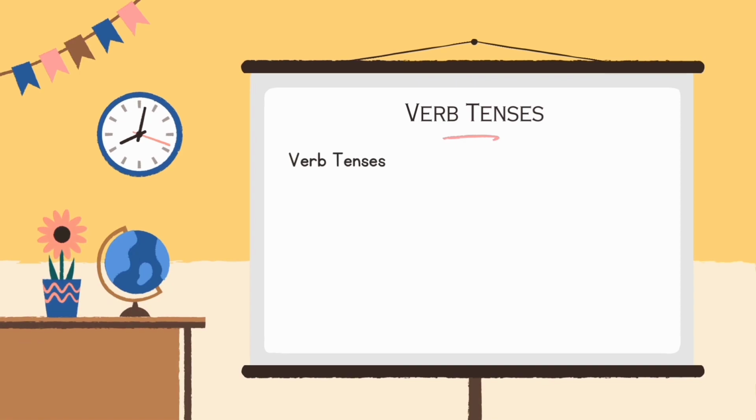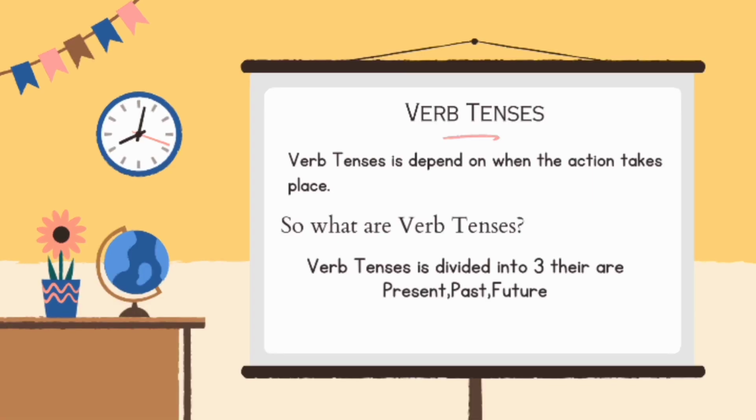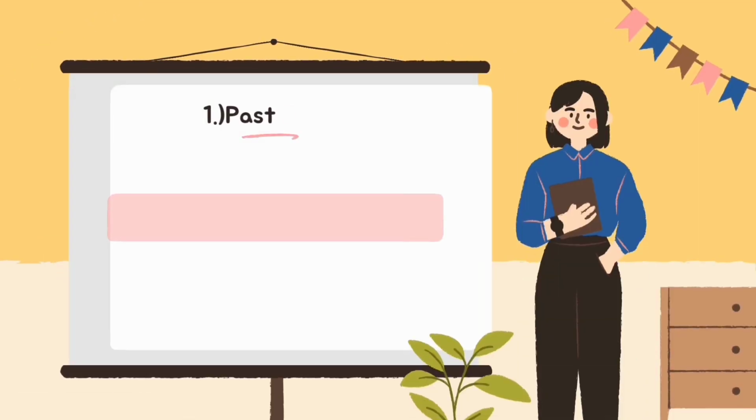Verb tenses. Verb tenses depend on when the action takes place. So what are verb tenses? Verb tenses are divided into 3. There are past or already happened, present or happening now, future or will happen. Past is to show that it already happened in the past.